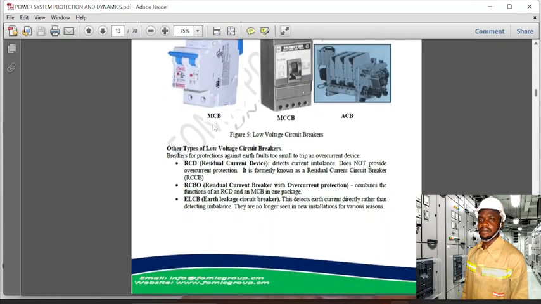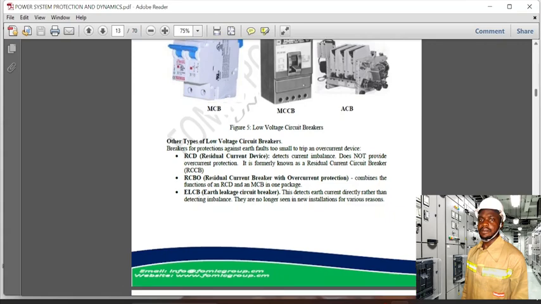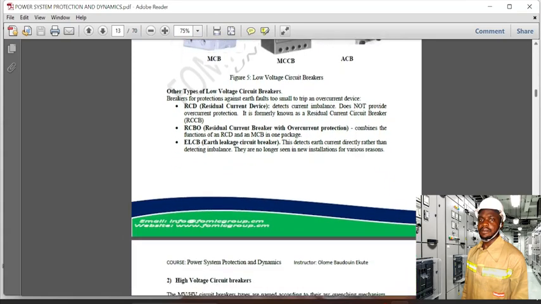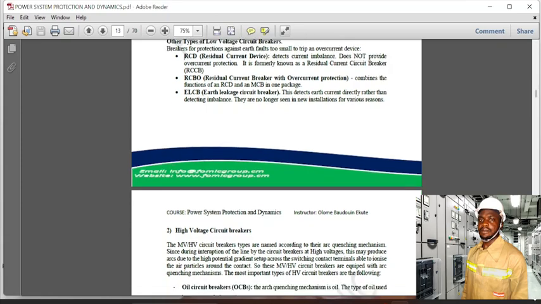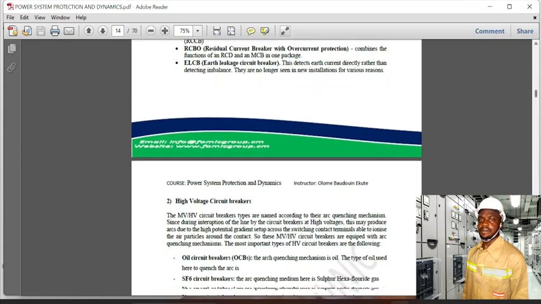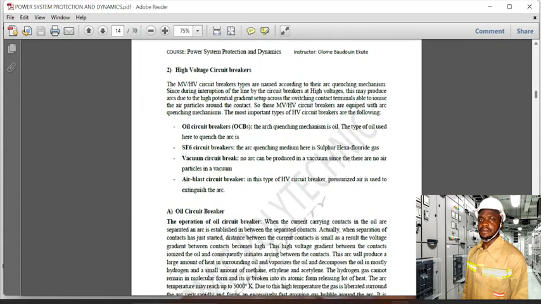You have the other types that are given here, the residual circuit breaker, the earth circuit breaker, and so on. You can read that. Those ones mainly incorporate as well the aspect of earth leakage protection. Then now we'll look at the high voltage circuit breakers.